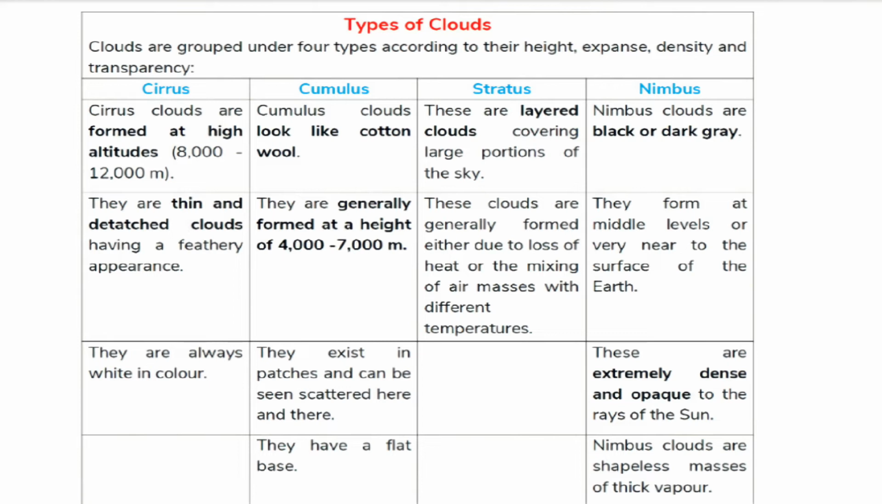Nimbus. Nimbus clouds are black or dark gray. They form at middle levels or very near to the surface of the earth. These are extremely dense and opaque to the rays of the sun. Nimbus clouds are shapeless masses of thick vapor.